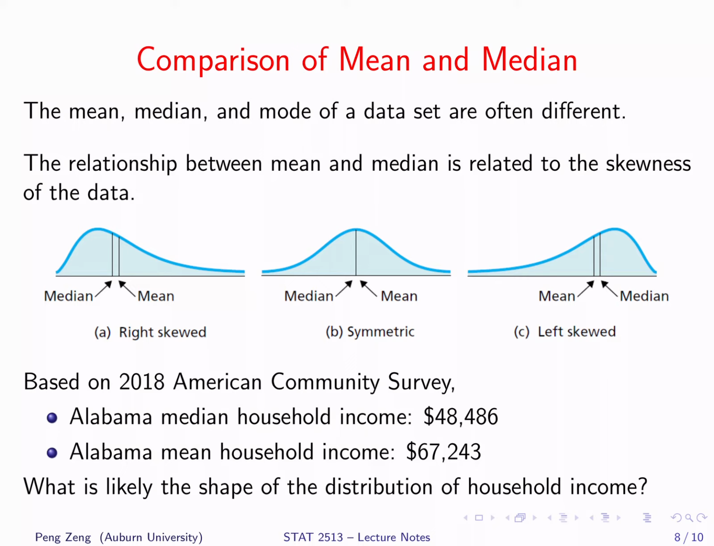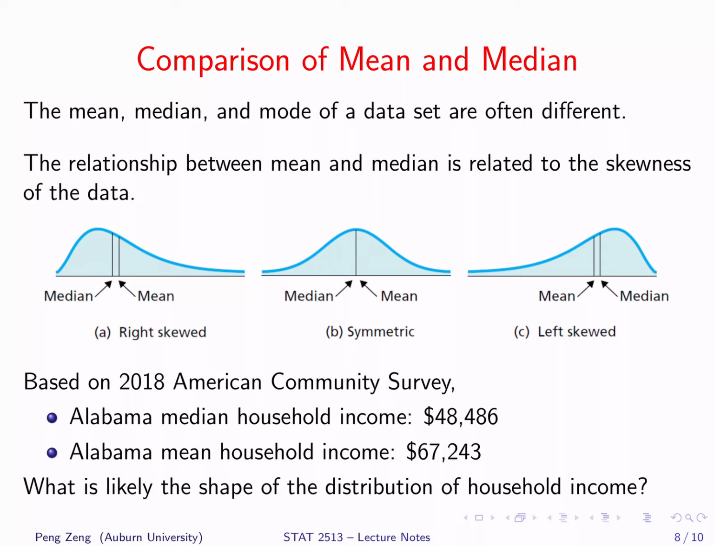Usually, mean, median, and mode are different in a dataset. We want to emphasize the relationship between mean and median for symmetric and skewed distribution. Look at the graph in the middle first. The distribution is symmetric, and the median is equal to the mean.